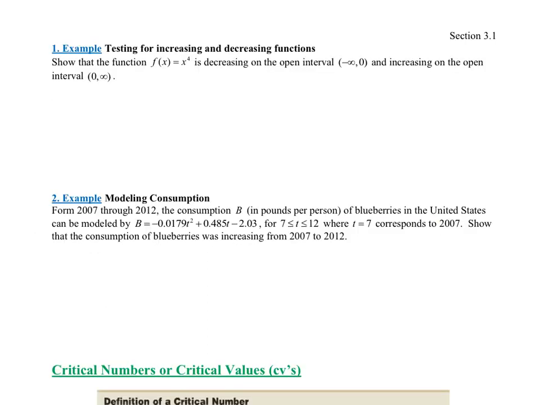So now we want to look at when a function is decreasing on an interval, or increasing on an interval. To do that, what we really want to do is consider the derivative f prime of x. Using the simple power rule, we know that the derivative of x to the fourth is 4x cubed. So consider that on the interval negative infinity to 0, and then separately on the interval 0 to infinity.